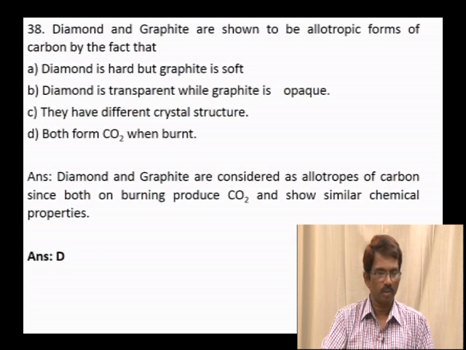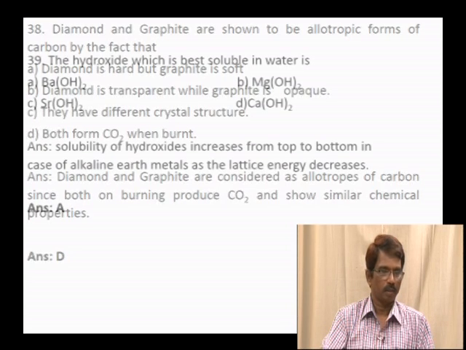Crystal structure may be different, but when both diamond and graphite are burnt, so they are the allotropic forms of carbon, and hence carbon present in both diamond and graphite burns in presence of oxygen to produce CO2 gas. Because of this similarity in the chemical property, you can consider diamond and graphite as the allotropic forms of carbon, and hence option D becomes the correct answer.